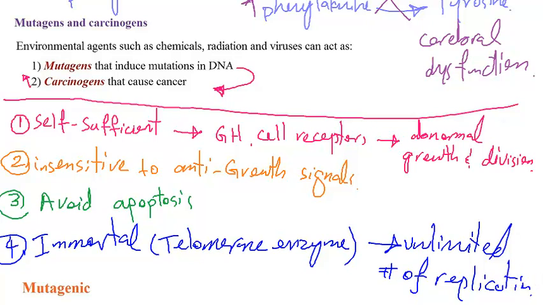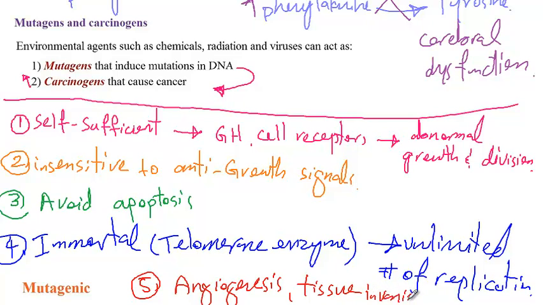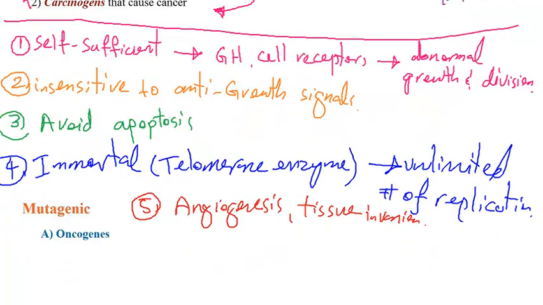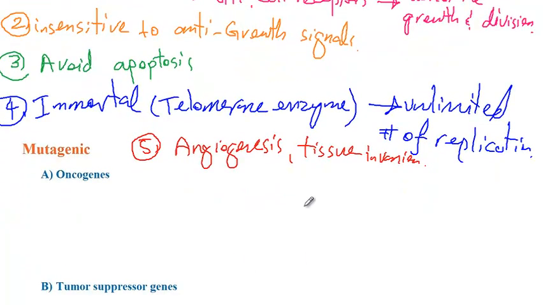And then the final feature, number 5, is that these cells acquire angiogenesis, so they're able to create new vessels for the growing tumor to help it with its feeding, and they can also initiate tissue invasion. So they can break open the basement membrane and spread to different parts of the body, whether by invading the local tissues or by spreading through the lymph nodes or through the blood to different sites of the body.